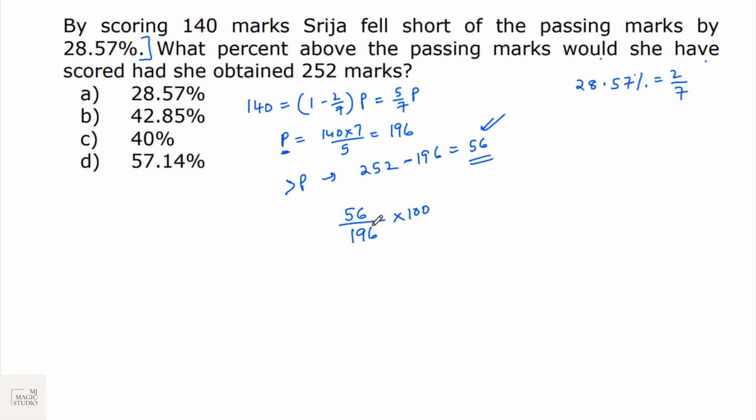Great. This will go 7. This is 8 into 7. And 196 is 28 into 7. So what are we getting? We are getting 4 times 2, 4 times 7. We are getting 2 by 7 again. 2 by 7 is nothing but 28.57%. So if she scores 140 marks, she is 28.57% short of the passing mark. And if she scored 252 marks, still she is 28.57% more than the passing mark. Option A is the pick.